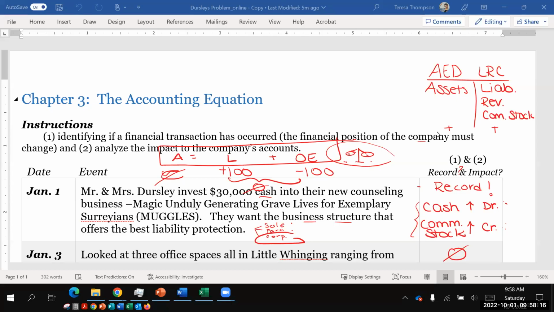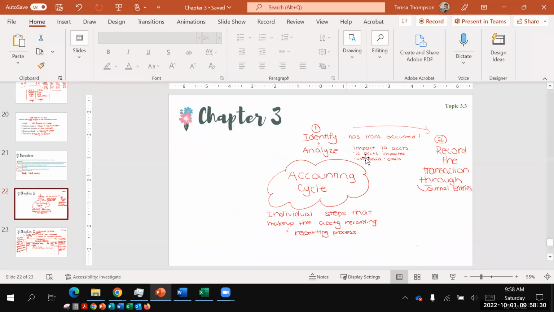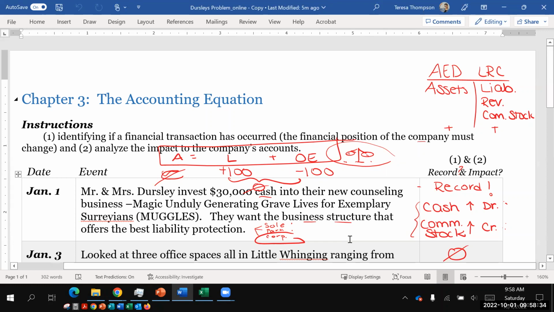All right, let's try some journal entries now. Go ahead and find your Dursley handout that we used to illustrate step 1 of the accounting cycle. And now we'll go through and illustrate step 2, which is to record those journal entries. I'll work through the first one with you so you get a sense of it.